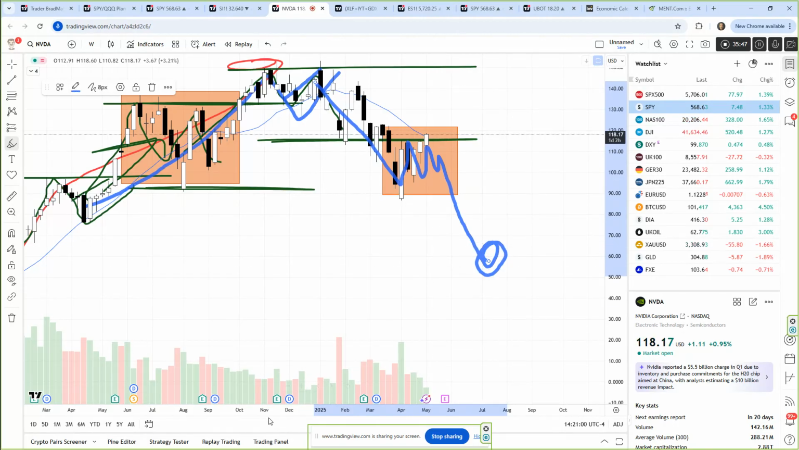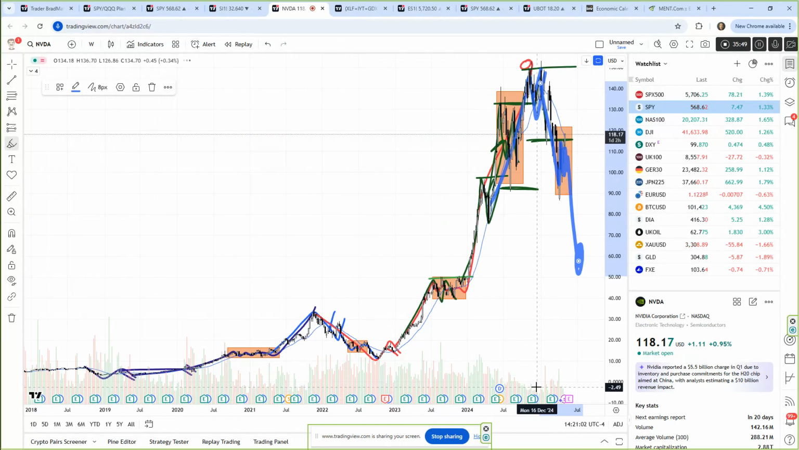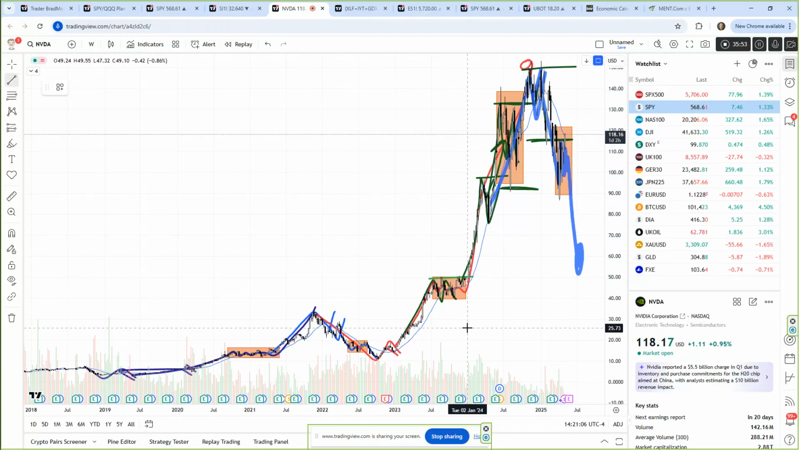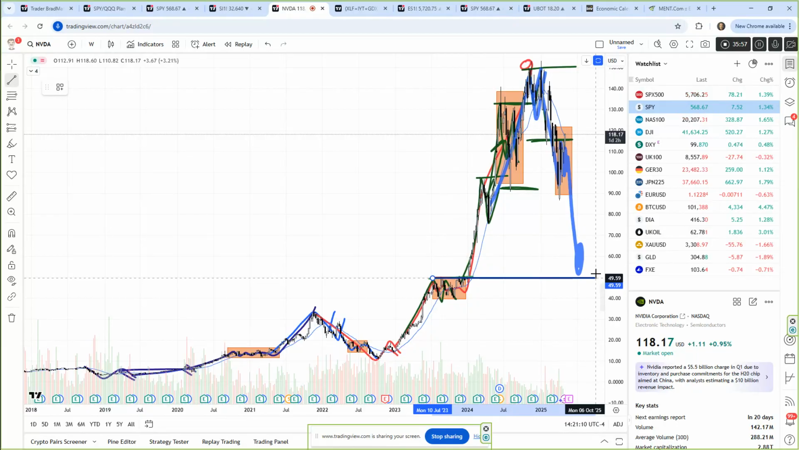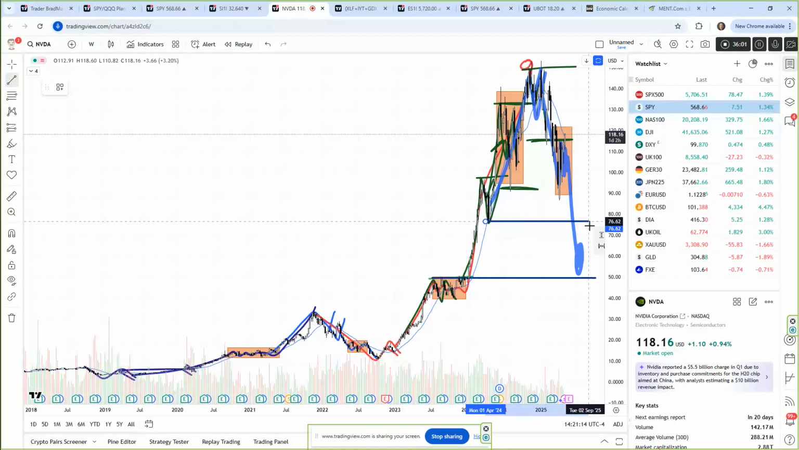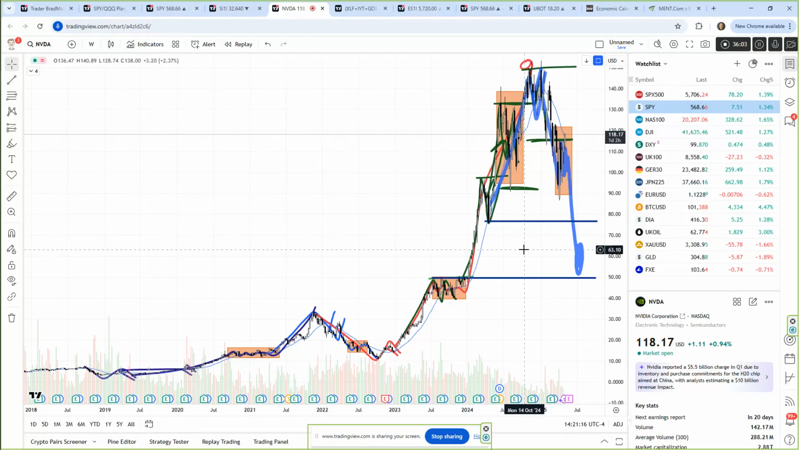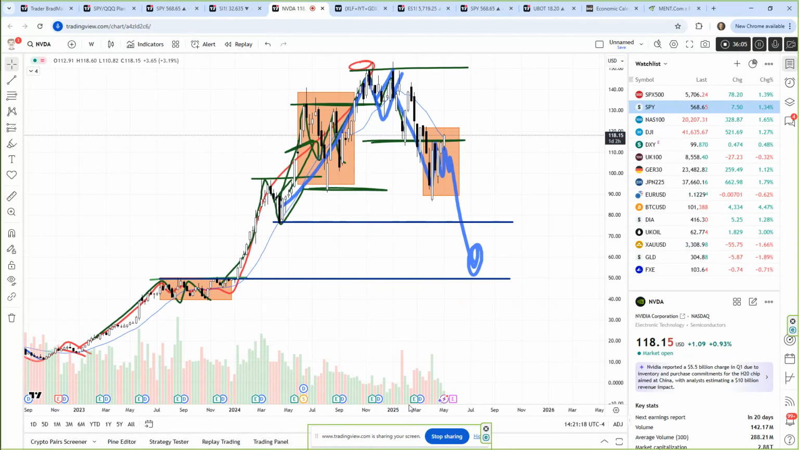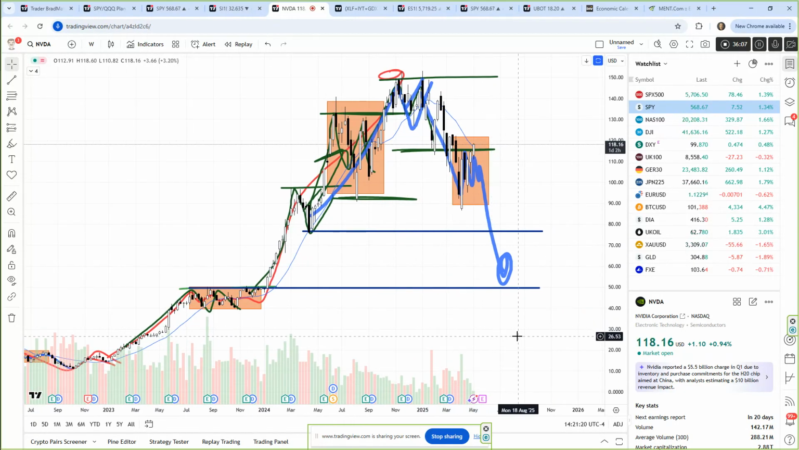Where would that ultimate low be? I don't know. Let's come take a look. It'd be right here. More than likely, right here, or right there. Price tells us everything.